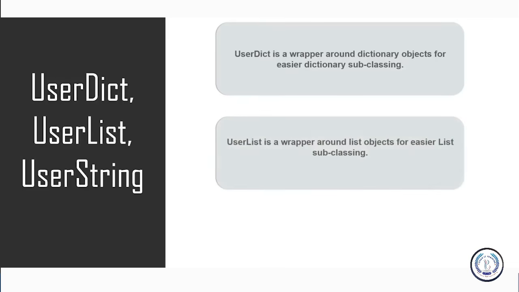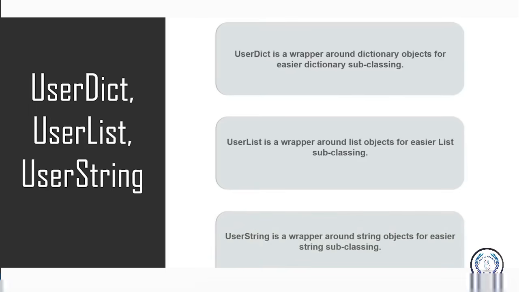Now talking about the user list, this class acts like a wrapper around list objects, and it is a useful base class for other list-like classes which can inherit from them and override the existing methods or even add a few new ones as well. And the need for this class came from the necessity to subclass directly from list. It becomes easier to work with this class as the underlying list becomes an attribute as well.